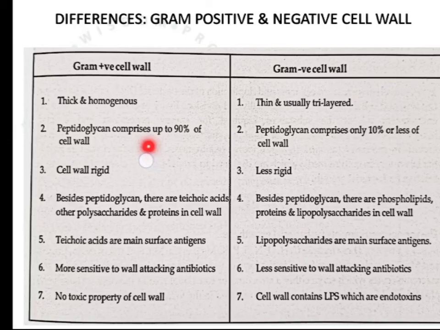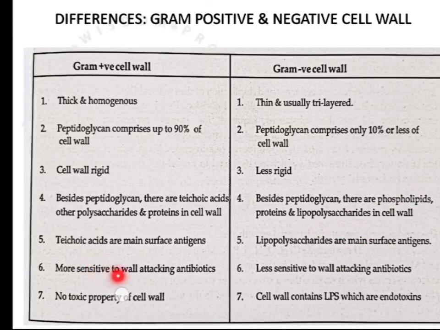The gram-positive cell wall is composed of 90% peptidoglycan, and in gram-negative bacteria there is only 10% peptidoglycan layer. The cell wall is rigid in gram-positive bacteria, and less rigid when compared with gram-positive bacteria in the case of gram-negative bacteria. Besides peptidoglycan, there is teichoic acid and other polysaccharides in gram-positive bacteria. Besides peptidoglycan, there are phospholipids and lipopolysaccharide in gram-negative bacteria. Teichoic acid is the main surface antigen in gram-positive bacteria. Lipopolysaccharide is the main surface antigen in gram-negative bacteria.